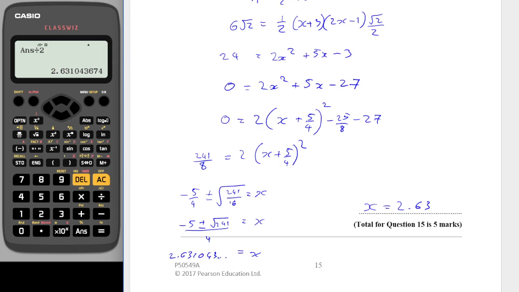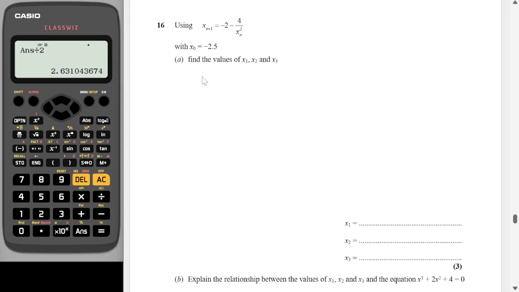2.631043... So 3 significant figures, 2.63. There we go. Apologies about that mistake. Okay, question 16. So we're using the iterative formula here.